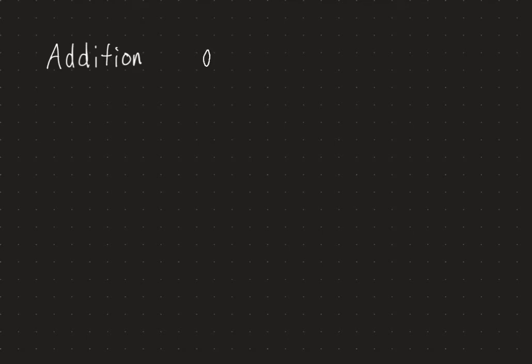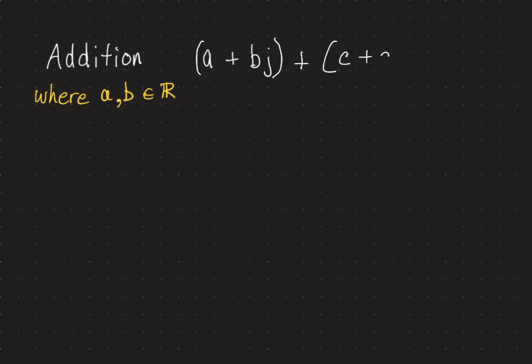Every complex number has a real part and an imaginary part. Remember, this is always a plus bj, where a and b themselves are elements of the real numbers. And we could take this complex number and add another complex number to it, c plus dj. Once again, c and d are elements of the reals. What we would do is add the real parts together, so we would put a plus c together. And then with that, we would have b plus d times j.